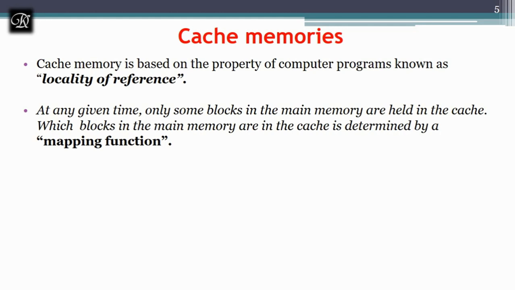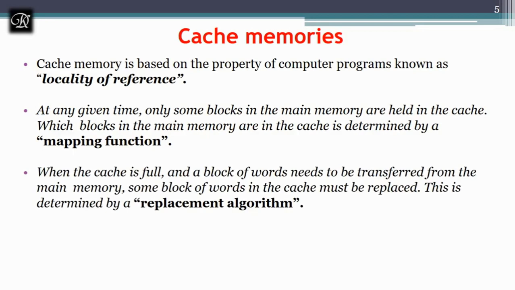At any given time, only some blocks in the main memory are held in the cache, of course, because cache is smaller than main memory. Which blocks in the main memory are in the cache is determined by the mapping function.